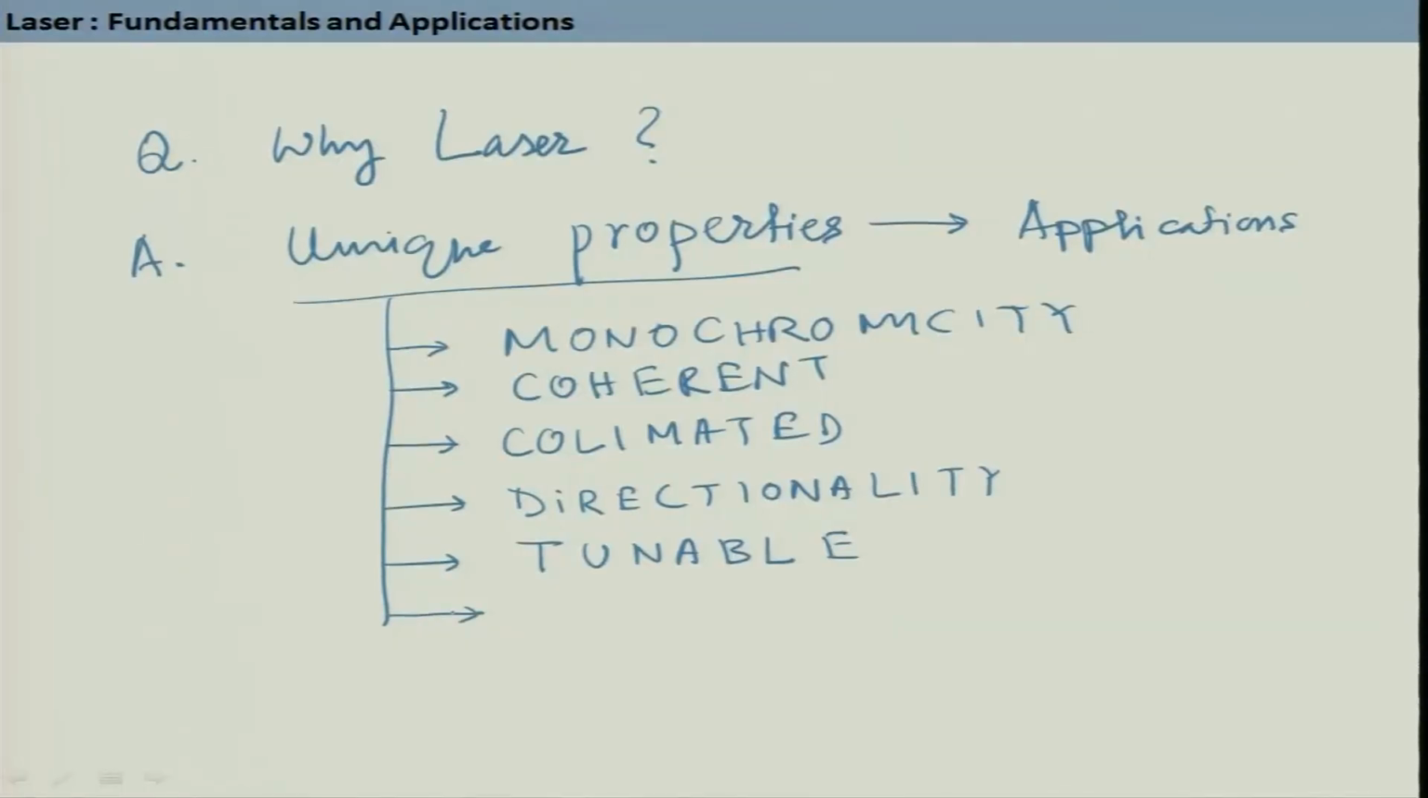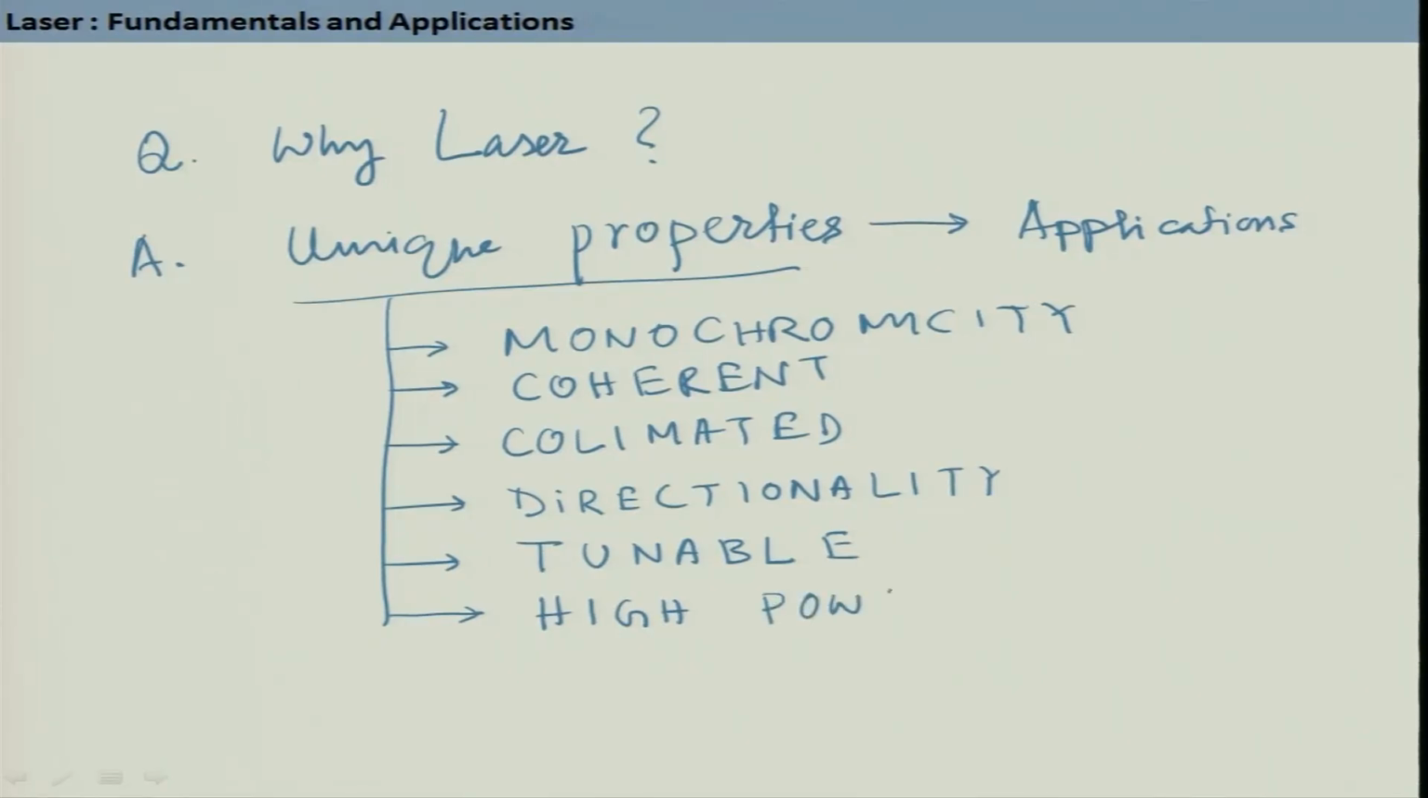This tunability is a huge advantage for any light source. Another most important property of these lasers is that they can have really high power. The energy density of the laser beam is extremely high. There are different terms used for that. One can use a term called fluence, which measures, in another way, the power of the laser beam.